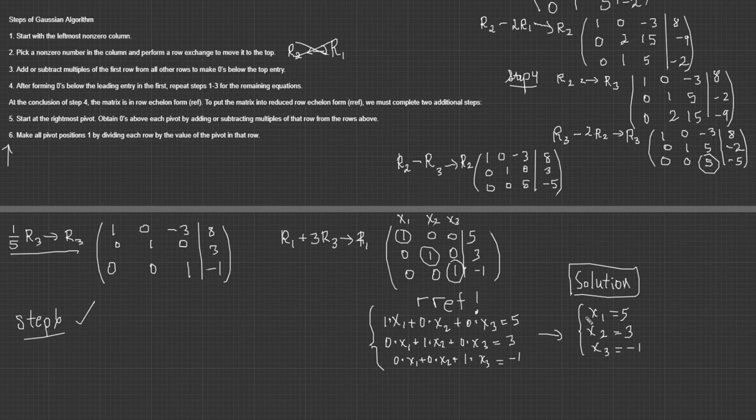And that's how we can apply the Gaussian algorithm to get a matrix into reduced row echelon form in order to solve a system of linear equations. I hope that was helpful.